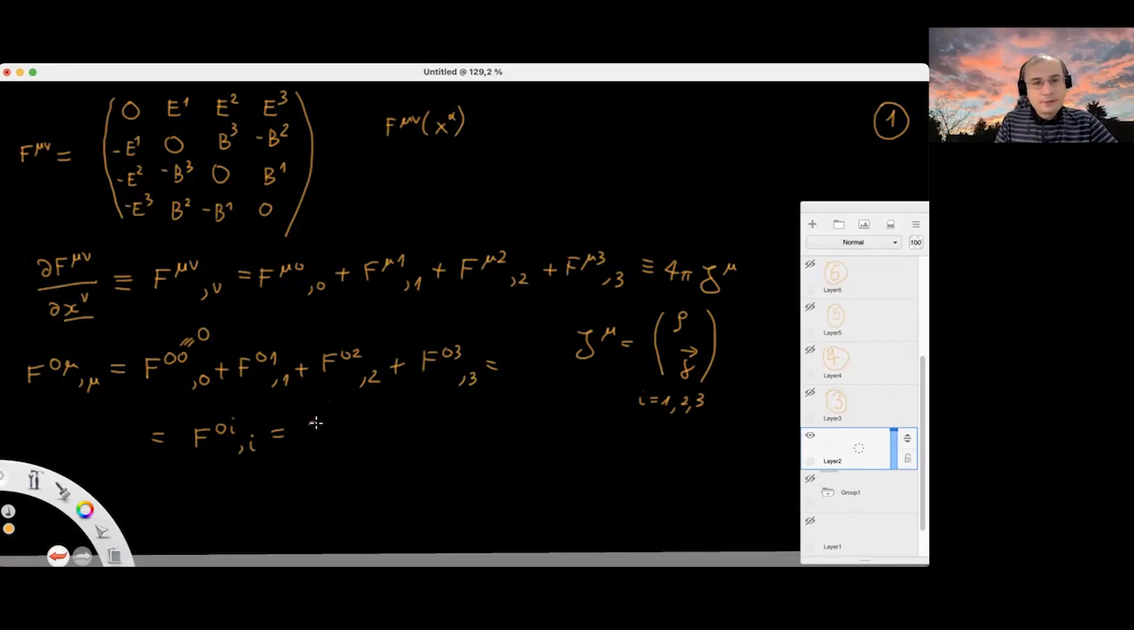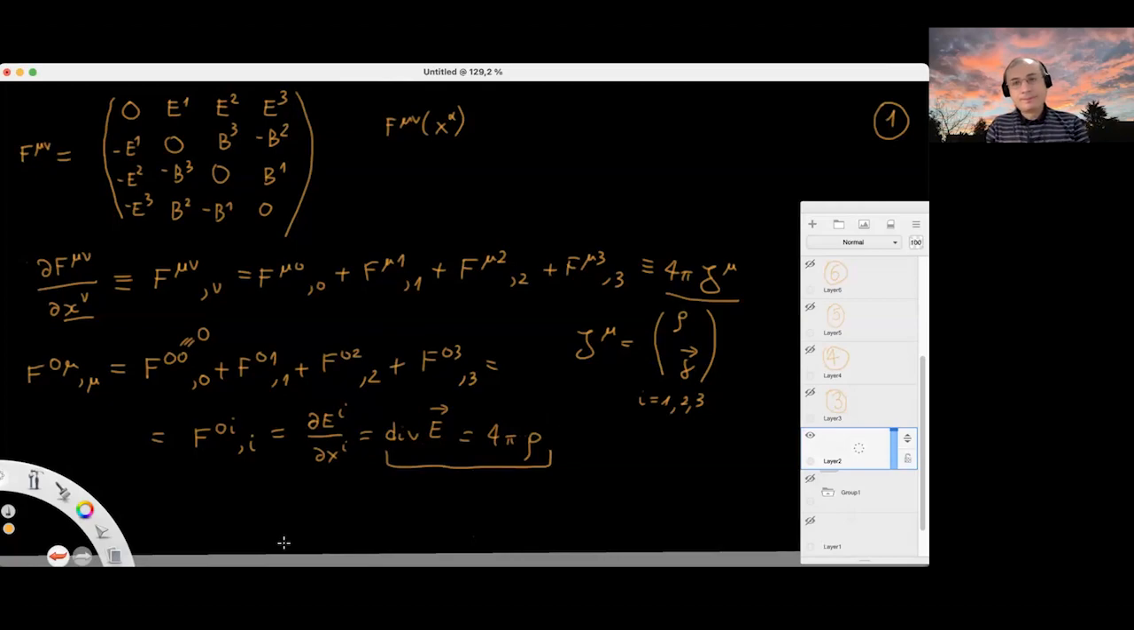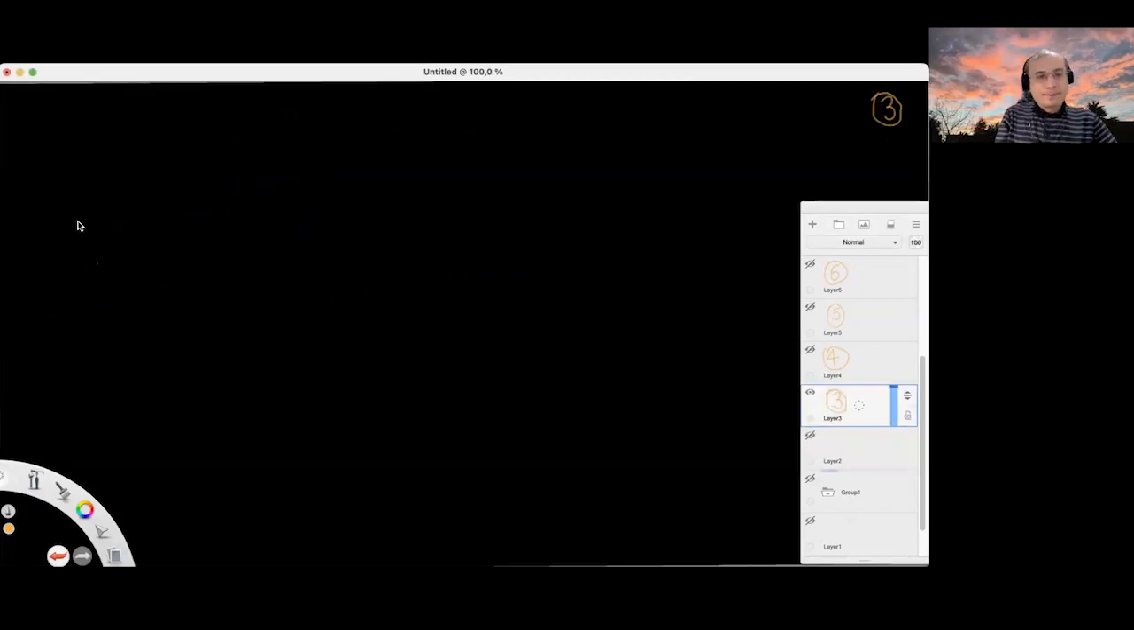So this is basically the derivative of the electric field component i over dx i. Okay, so this is what is known as the divergence of the electric field. And what happens if we plug in this thing here? Well, we get 4 pi and the zero component. Well, and we'll discover one of the Maxwell's equations, basically the Gauss law. Divergence of E is given by the charge density. Any questions to this? Okay, I cannot hear any.